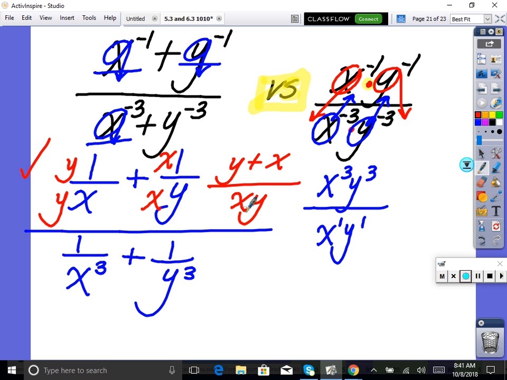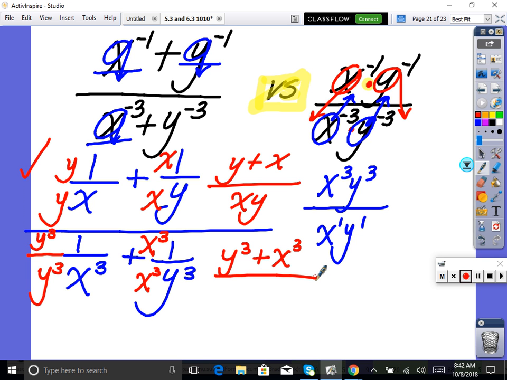So what would my common denominator be down here? X cubed, y cubed. So this one needs a y cubed over y cubed. This one needs an x cubed over x cubed. So in the denominator, we multiply out the numerator now. So y cubed times 1 is y cubed. Plus sign. X cubed times 1 is x cubed. Then that's all over x cubed y cubed. And now we have one fraction divided by one fraction.